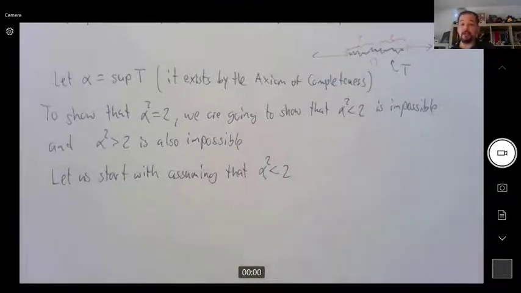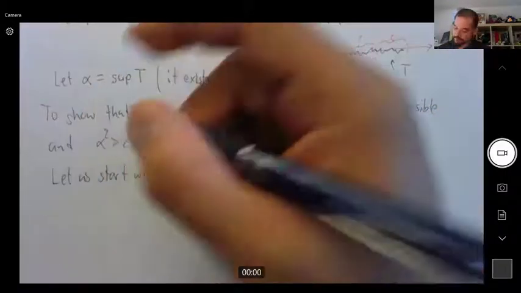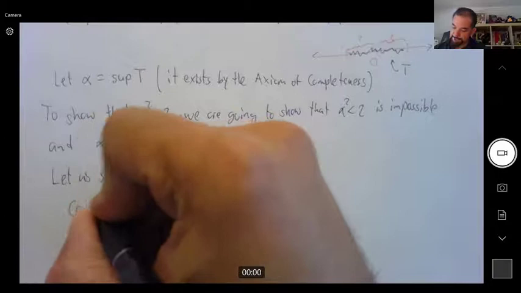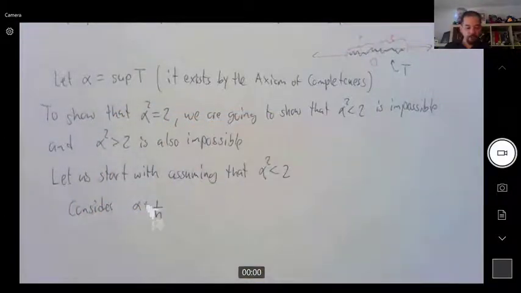We're going to find another upper bound. The one we're going to consider is alpha plus 1 over n for some little n. So consider, we're going to take alpha and add a little bit to it, a tiny, tiny part. We're going to add a 1 over n.